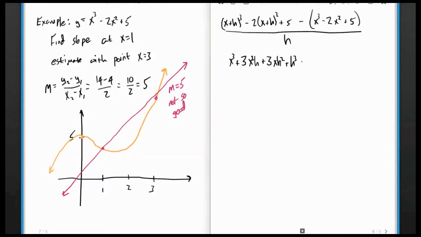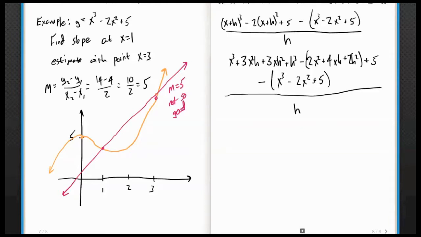And then minus, let's see, (x plus h) squared is x squared plus 2xh plus h squared, so that becomes multiplied by 2: 2x squared plus 4xh plus 2h squared. We have to subtract this whole thing, and then we have to add the 5. Right? And then from that we subtract this thing, which is just x cubed minus 2x squared plus 5. And that whole thing is going to be over h. Wow, this is an algebra fest, isn't it?